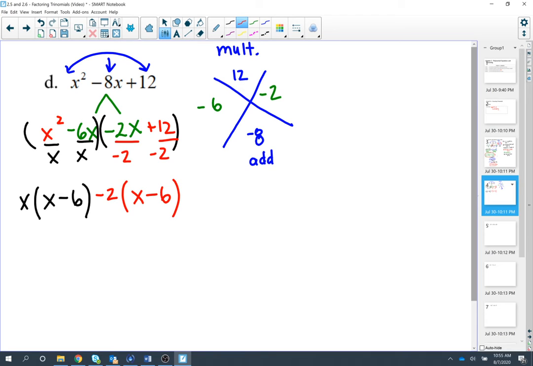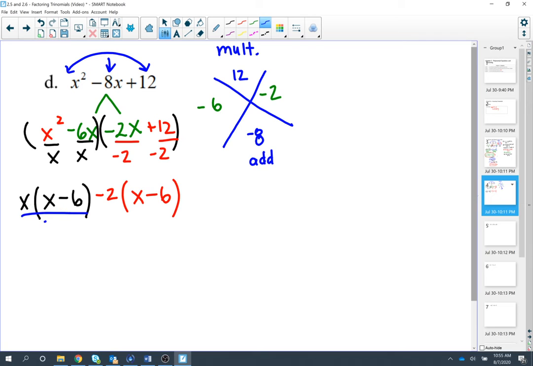At this point in time, this is a good place to stop and check. Look at those parentheses. Do you notice the black parentheses say x minus 6 and the red parentheses say x minus 6? If those are not the same, you have a problem. Okay? If they're not the same, either A, this cannot be factored, or B, you probably screwed up. Go back and figure something out. But they are the same.